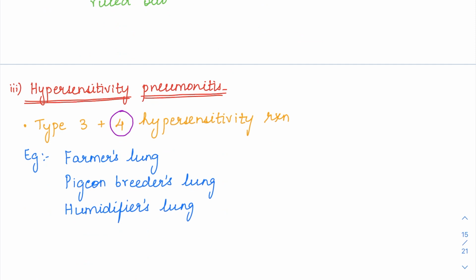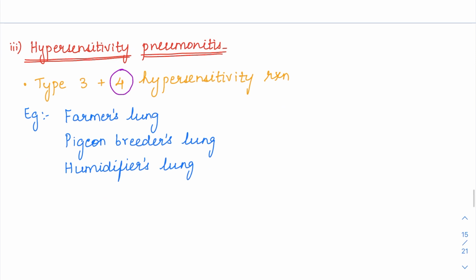Then moving on to the third type of granulomatous disease, which is hypersensitivity pneumonitis. As the name suggests, there is going to be some hypersensitivity to certain substances. So this is going to be a hypersensitivity reaction only, which involves both type 3 and type 4 hypersensitivity reactions, but the commonest one will be type 4 hypersensitivity reaction, since it is forming a granuloma. So we all know granuloma is a type 4 kind of hypersensitivity reaction, right?